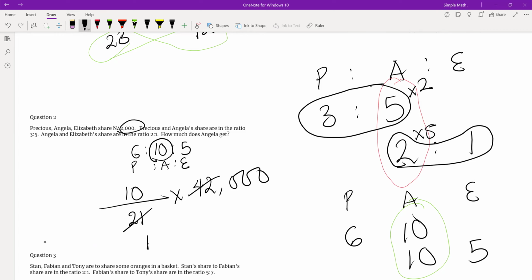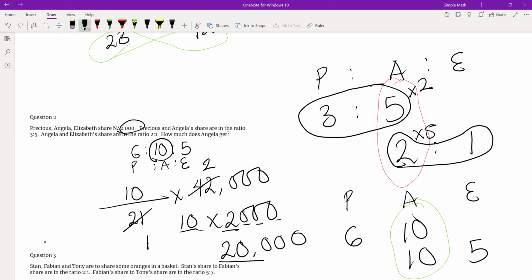That's 2, and the zeros are left. That is 10 times 2,000. So 10 times 2 is 20. Now we can just add the 3 zeros. That's 20,000. So it means that Angela gets 20,000.